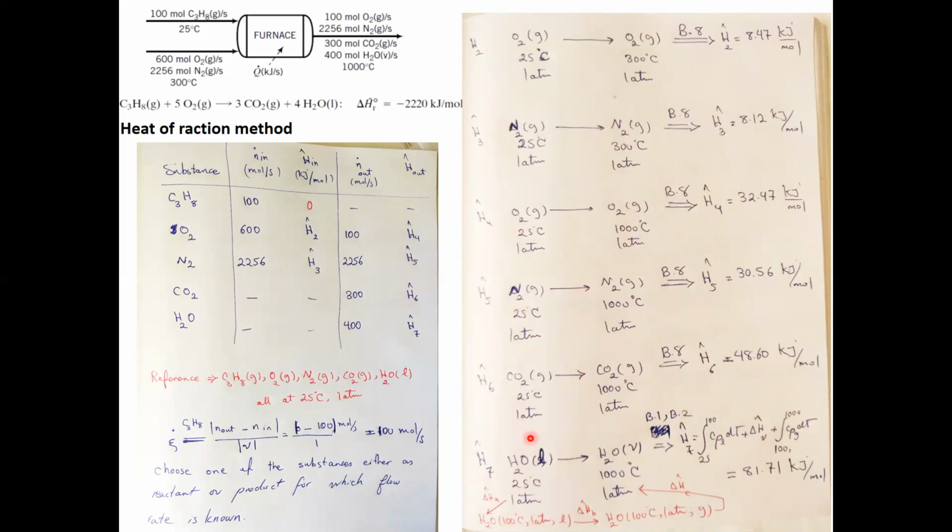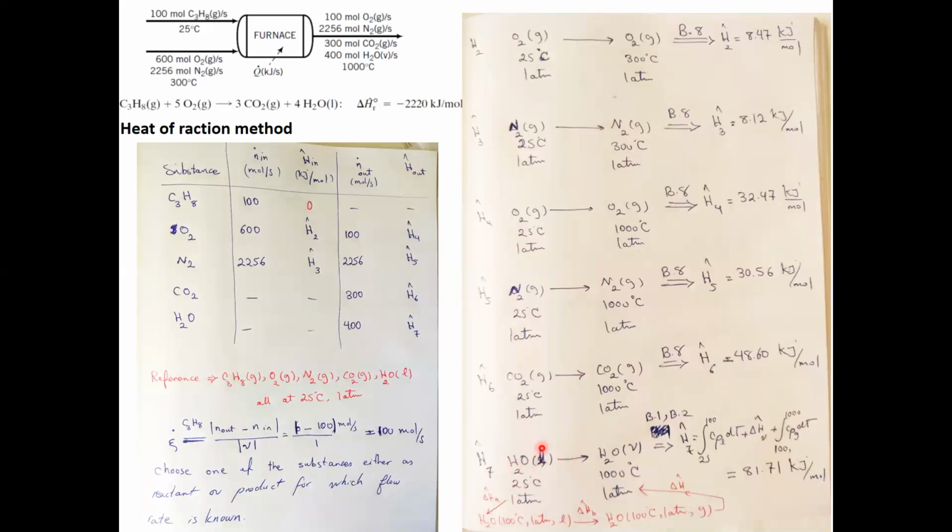The only one that affects us is water. Water at this reference point is in liquid form. So for water, our reference point is water at 25 degrees, 1 atmosphere, liquid. But what we have here is water vapor at 1000 degrees, 1 atmosphere. For this one, we don't have information available in the table, so we have to choose a path by which water from here can be transferred to water here.